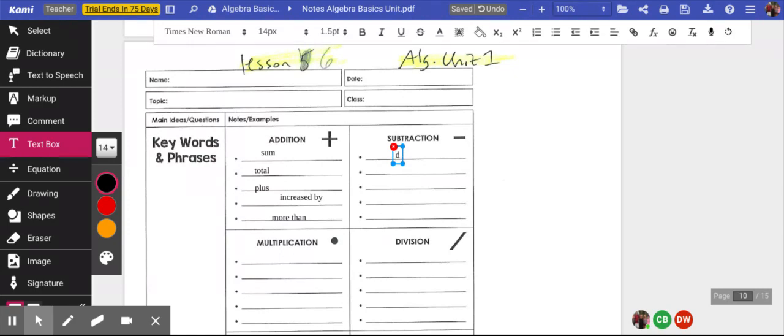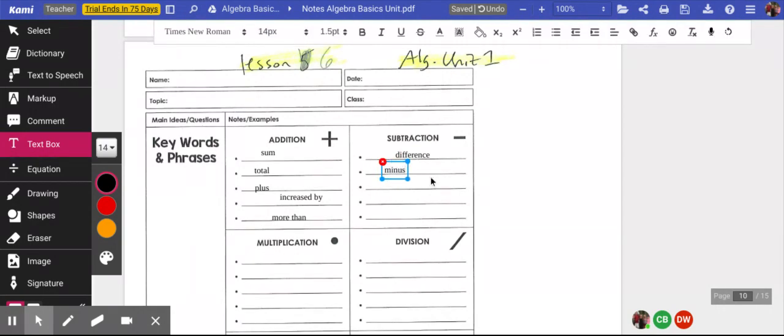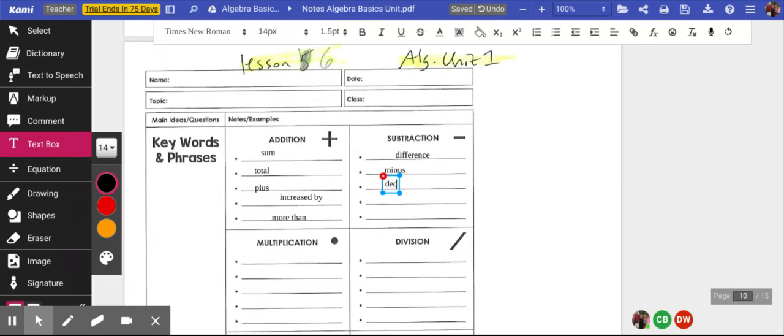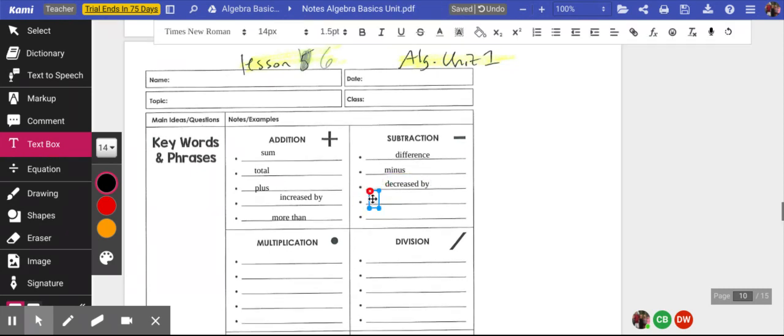Right, we have the word difference, that a lot of people can never remember that. Differ, did I spell it wrong? Difference. Okay, we have minus. We have decreased by. Decreased. And we also have less than.